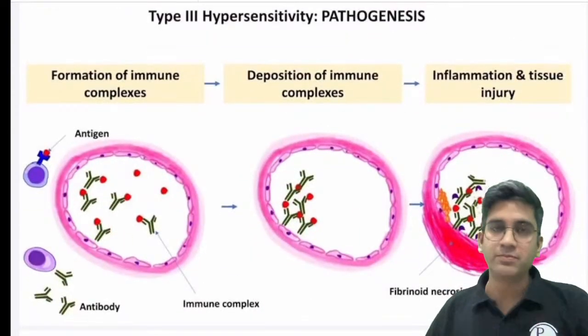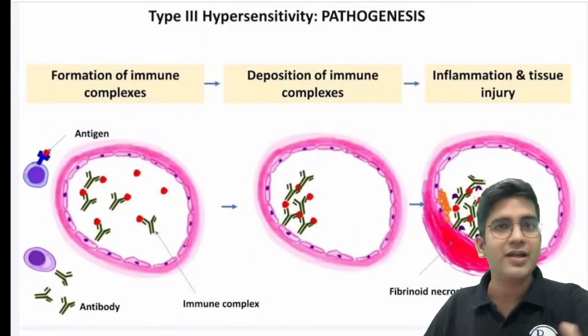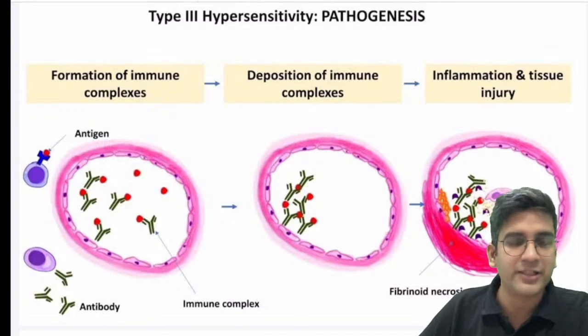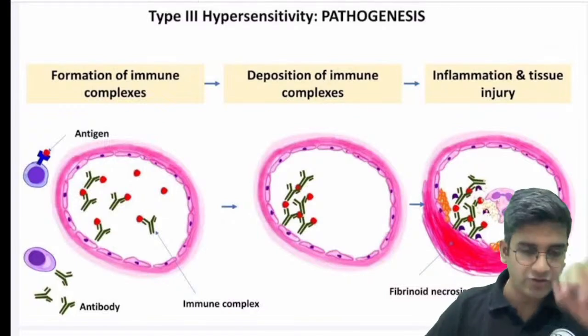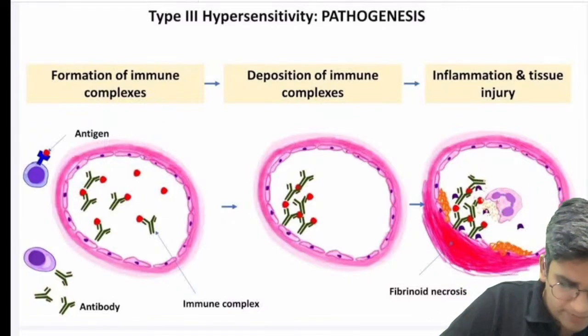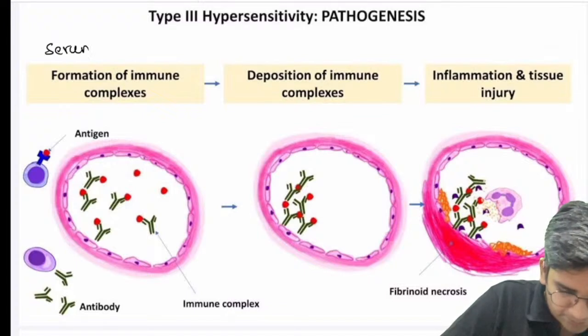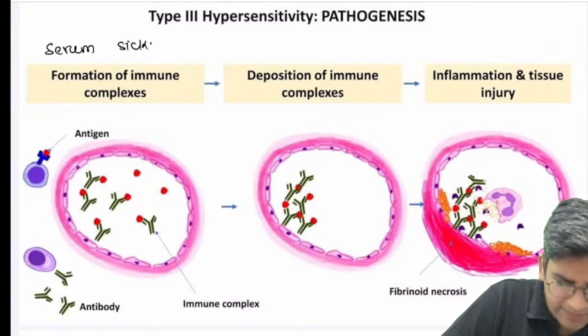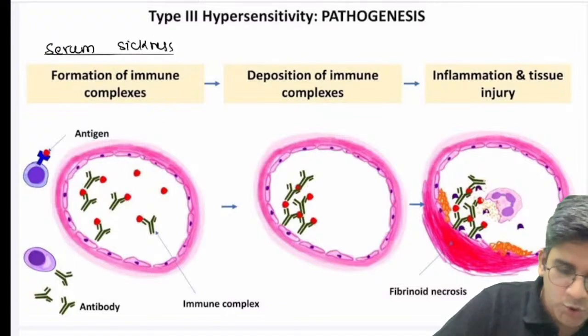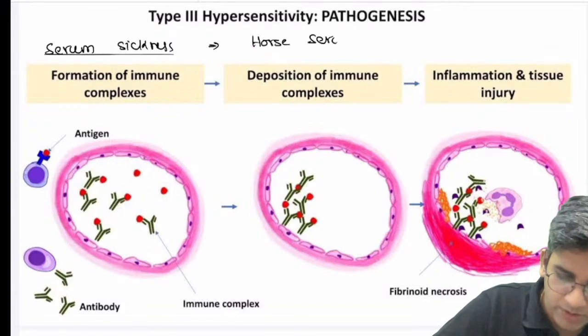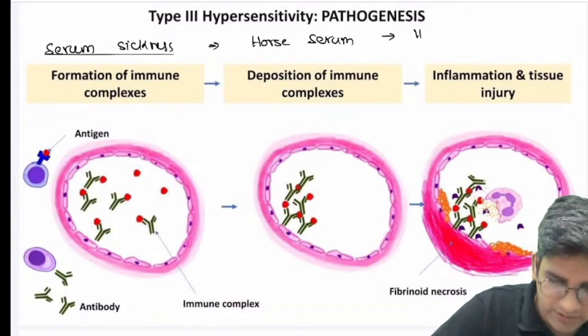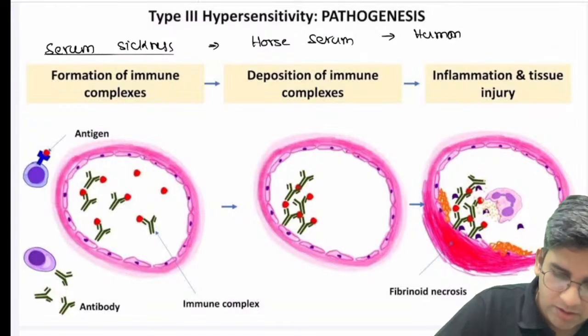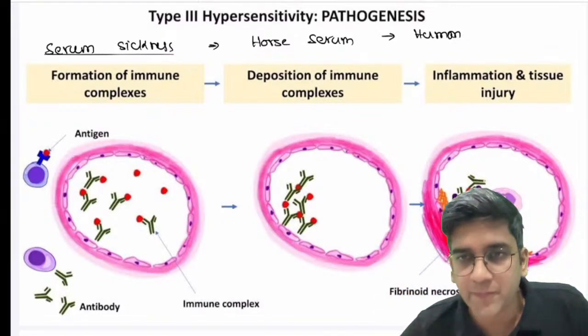Type 3 is very simple. I'm telling you the pathogenesis here. Examples, the classical example is SLE. So we read about type 3 pathogenesis based on only one person. We read based on serum sickness. Serum sickness is the place where we read about it. So when we gave horse immunoglobulin or horse serum into human beings, very long back, fine.